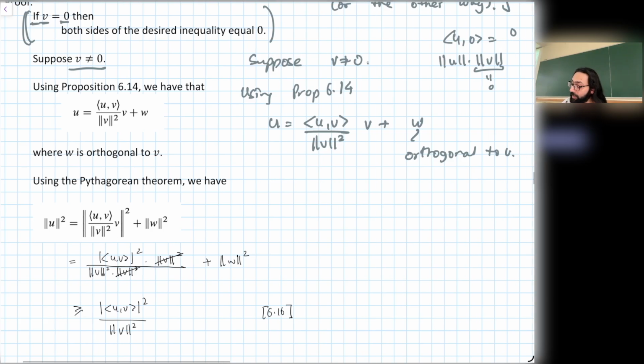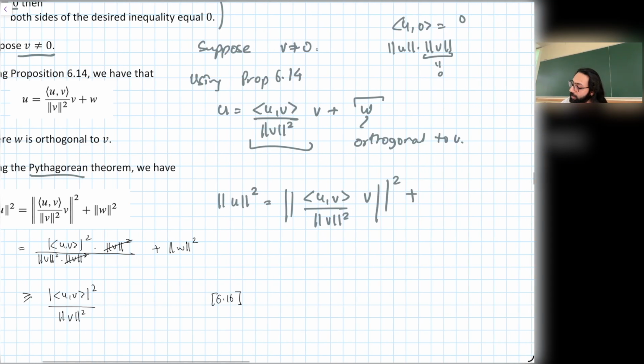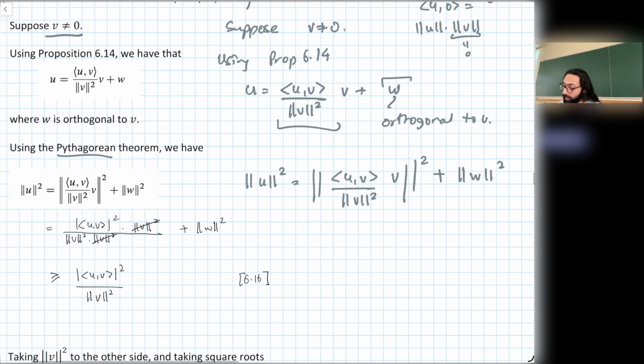Now we can use the Pythagorean theorem. Let's use theorem P, my favorite trick. Okay. So theorem P tells us what? It tells us that you can write the norm of u squared as the norm of this vector squared plus the norm of that vector squared. Right? That's the Pythagorean theorem we proved. Okay, so this would be the inner product of u and v divided by norm of v squared, times v, whole square, plus norm of w squared. Is that okay? Reasonable? Okay. All right.